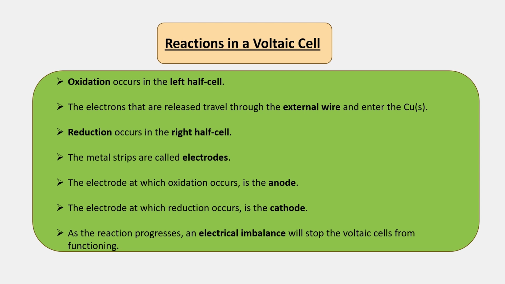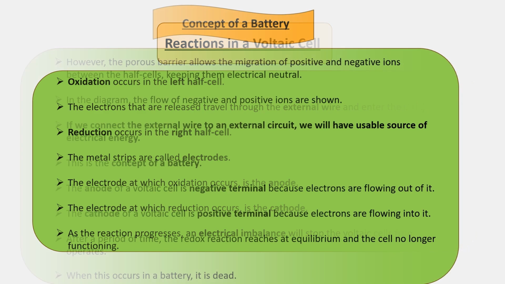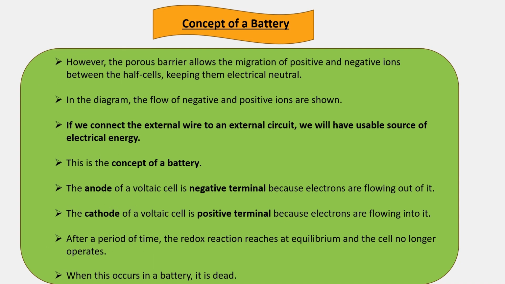As the reaction progresses, an electrical imbalance will stop the voltaic cell from functioning. However, the porous barrier allows the migration of positive and negative ions between the half cells, keeping them electrically neutral. In the diagram, the flow of negative and positive ions is shown. If we connect the external wire to an external circuit, we will have a usable source of electrical energy, and that is the concept of a battery.